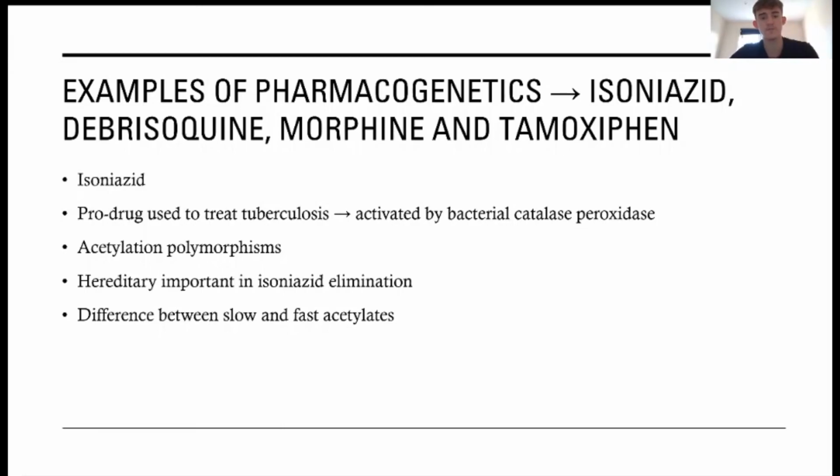Then we've got acetylation polymorphisms. Heredity is very important in isoniazid elimination when you take it in. We've got a difference between slow and fast acetylators. Is the drug basically broken down too fast or too slow?